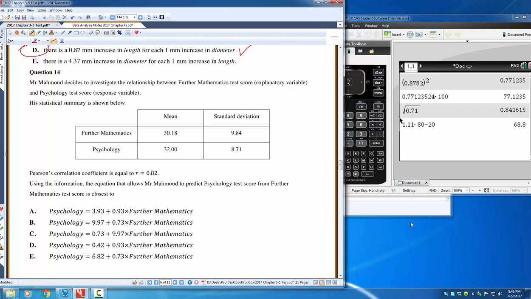Alright, this one was not done particularly well, and this question comes up probably once every, I don't know, 3 to 4 years. Alright, so what we've got here is Mr. Mahmood. He's done some dabbling with predicting his psych scores based on further maths results.